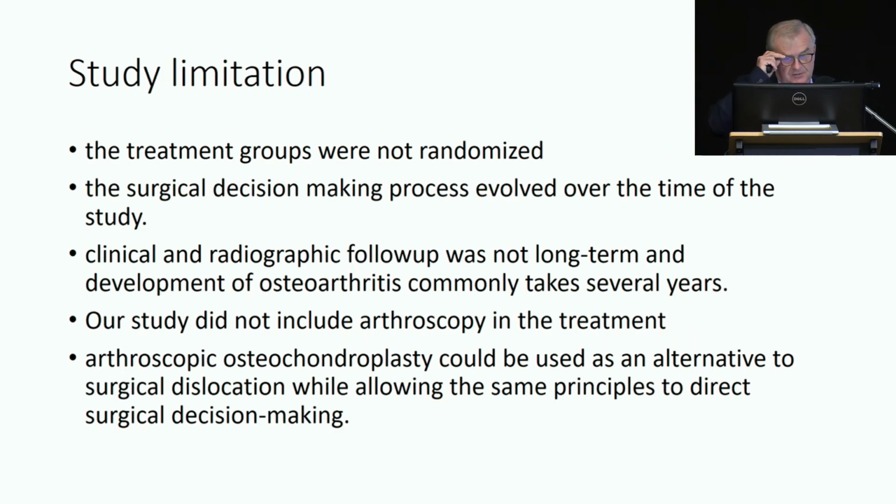So the limitation of this study is that it was retrospective, not randomized. The surgical decision-making process evolved over time, and the clinical and radiographic follow-up was not long enough. Our study did not include arthroscopy in the treatment, so that's what I showed. Arthroscopic osteochondroplasty could be used as an alternative, I think, to surgical dislocation while allowing the same principles to direct surgical decision-making.